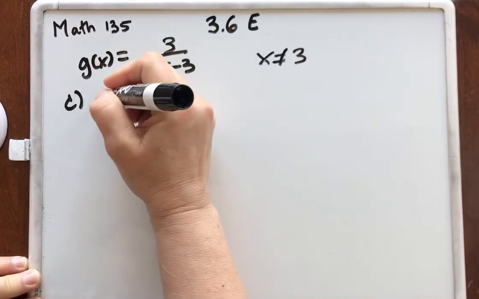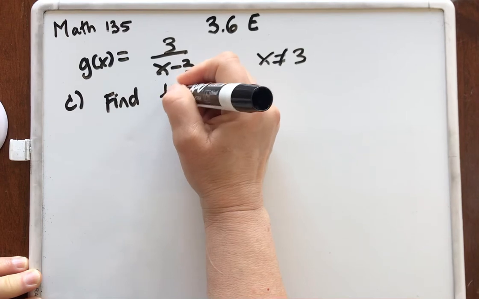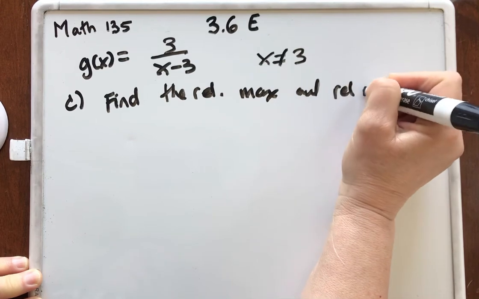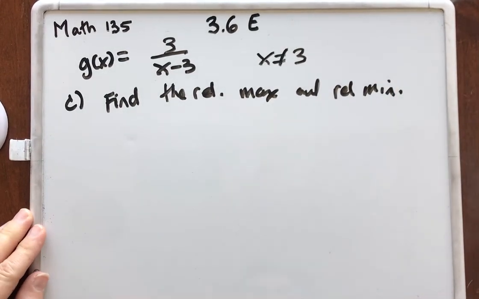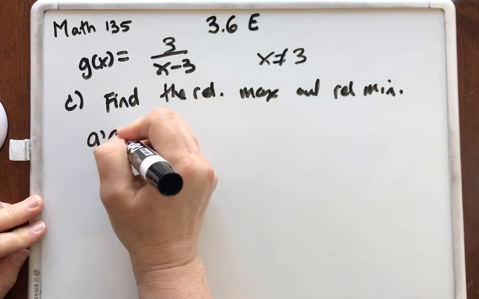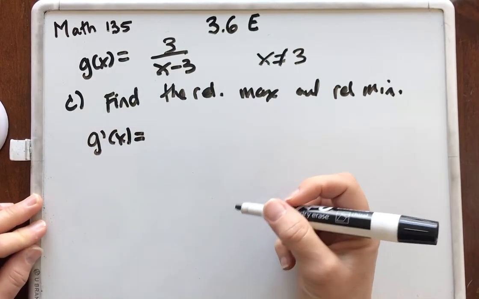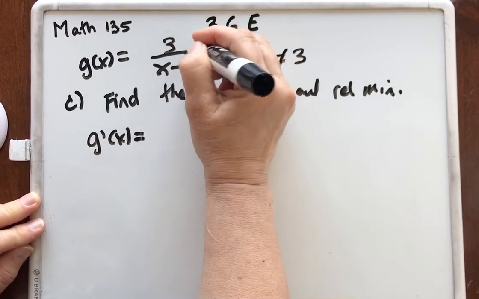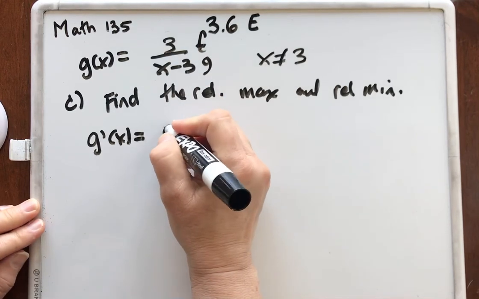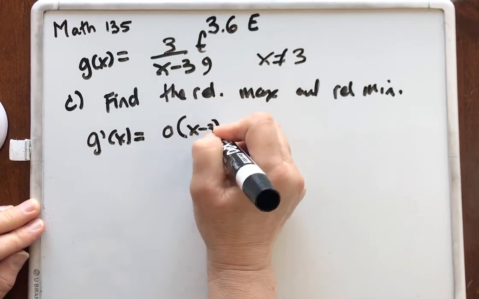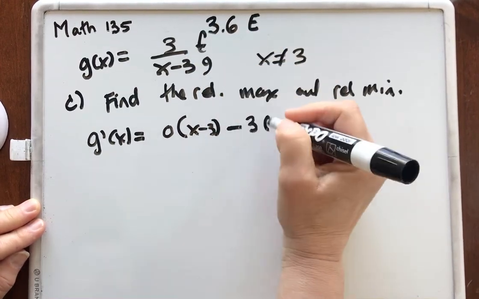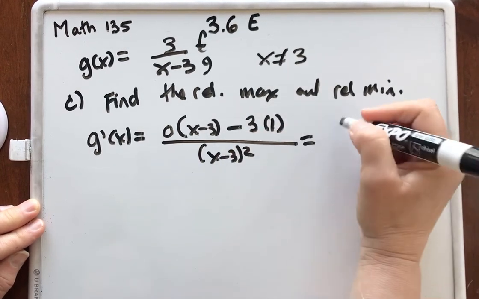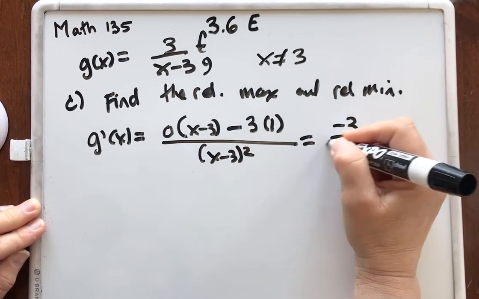C, find the relative max and relative min. Okay, in order to do that, we'd have to find the derivative and set it equal to 0. So the derivative here, this is our f, this is our g. Okay, so we take the derivative of 3, which is 0, times the bottom, x minus 3, minus the top, times derivative of the bottom, which is 1, all over the bottom squared. This equals negative 3 over (x minus 3) squared.